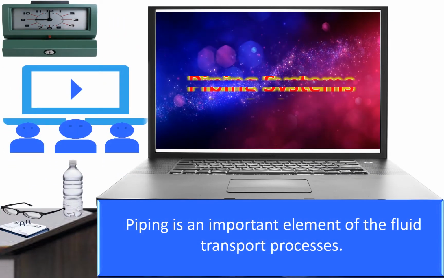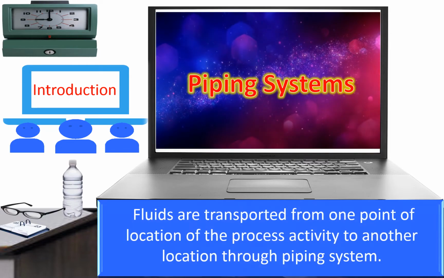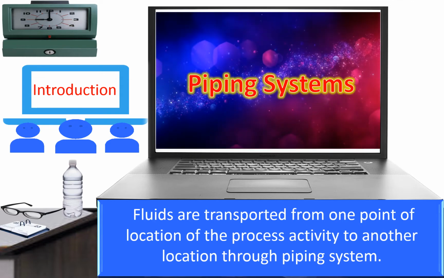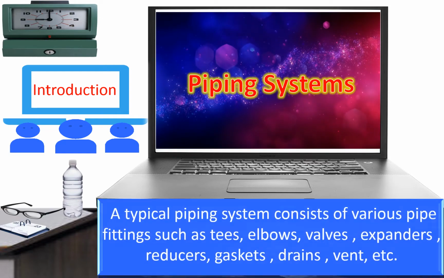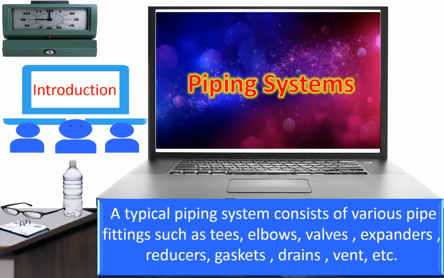Piping is an important element of fluid transport processes. Fluids are transported from one point of location of the process activity to another location through piping system. A typical piping system consists of various types of fittings such as T's, elbows, valves, expanders, reducers, gaskets, drains, vent, etc.